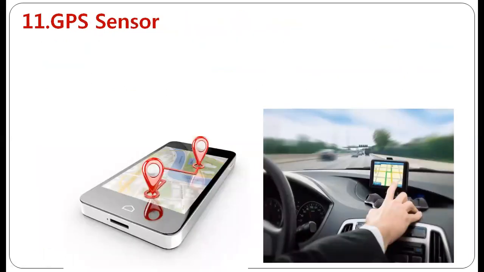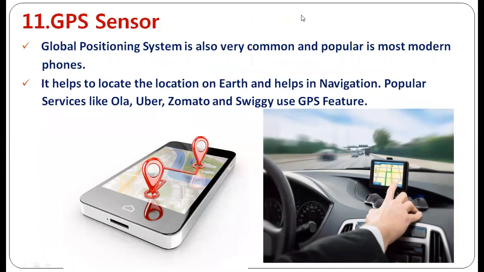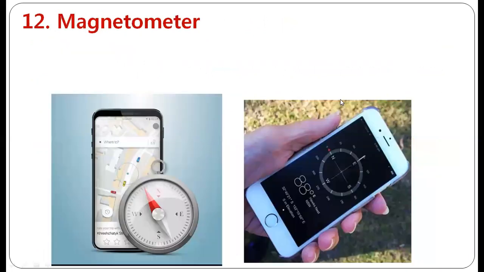Then GPS sensor. No need to explain much about this sensor. So navigation, so finding the best route in journeys. We are depending much on the GPS sensors. Well, the global positioning system is also very common and popular in most modern phones. It helps to locate the location on the earth and helps in navigation. Popular services like Ola, Uber, and then Zomato, Swiggy, all the apps will use this type of feature.